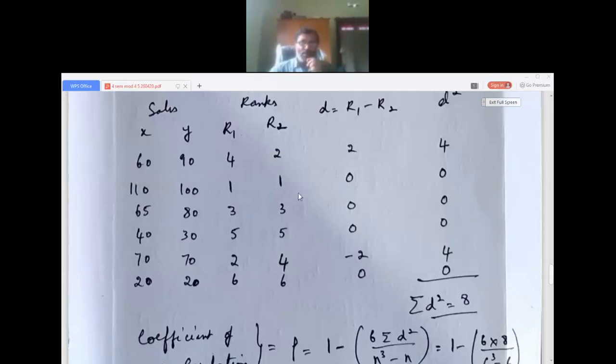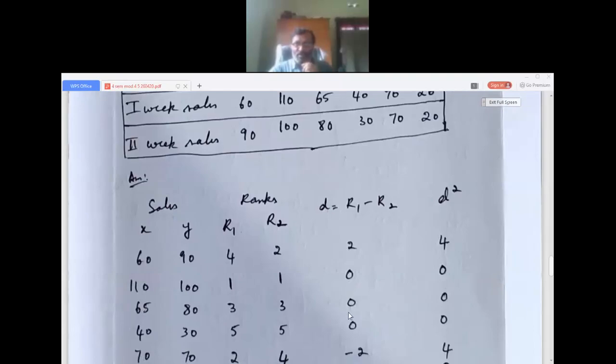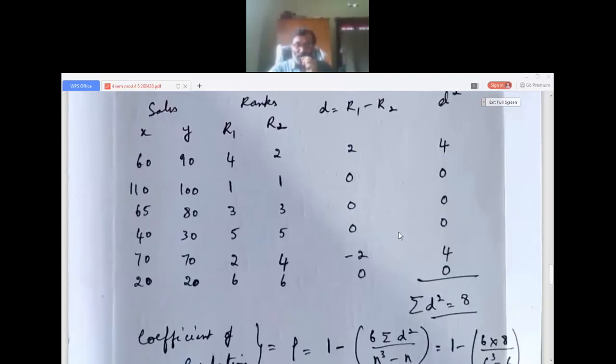Then once you have denoted the ranks, then you find D. So D is given by R1 minus R2. So 4 minus 2, 2; 1 minus 1, 0 as it is; 3 minus 3, 0; 5 minus 5, 0; 2 minus 4, minus 2; 6 minus 6, 0. Then we find D squared. So 4, 0 squared, 0, all zeros. Minus 2 squared is 4. So total sigma D squared is 8.